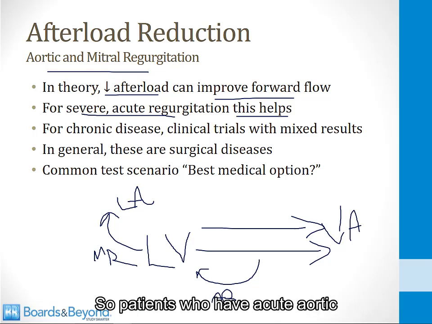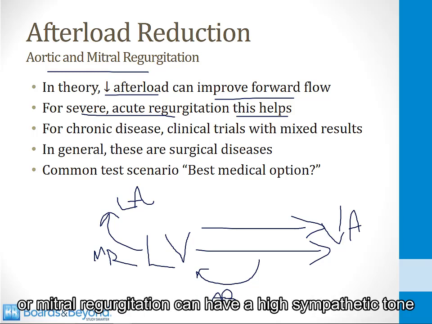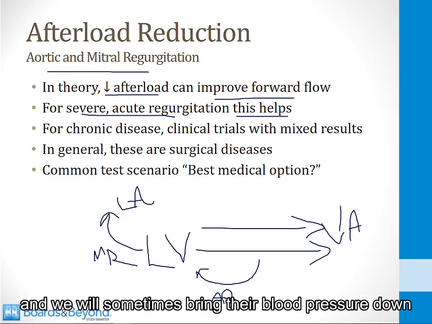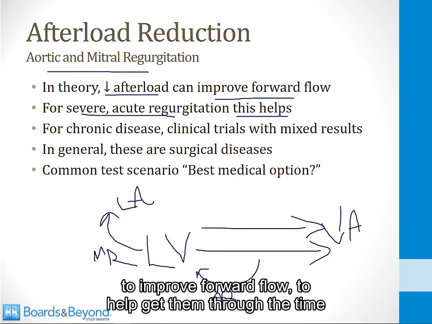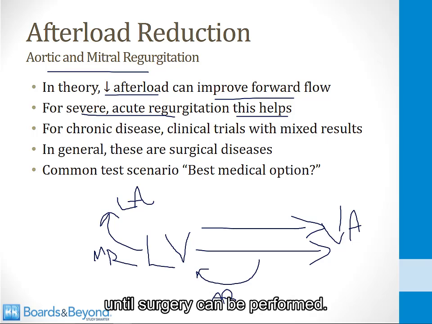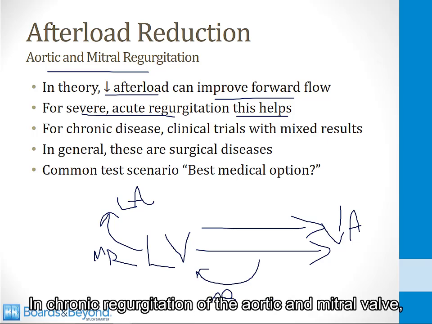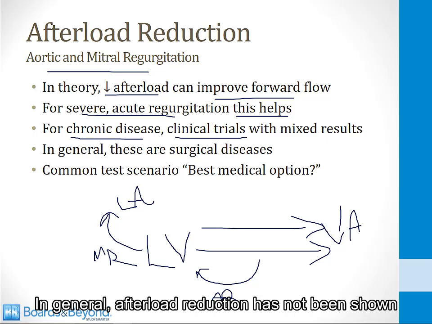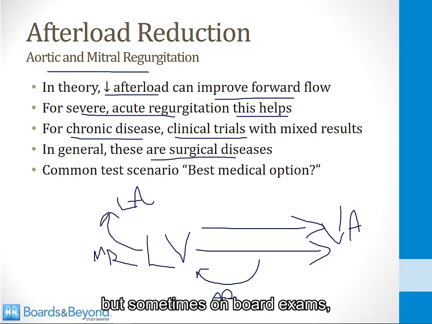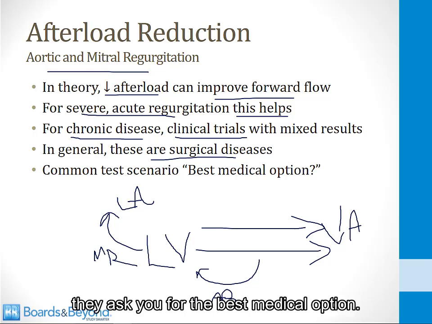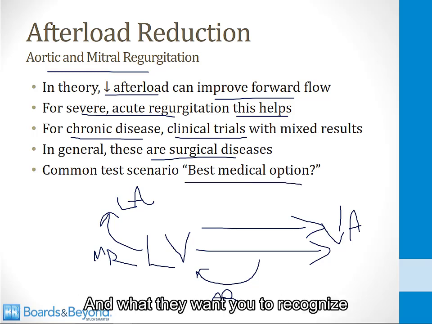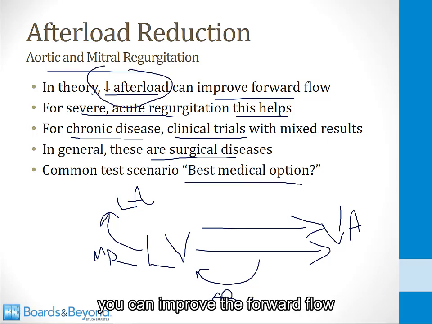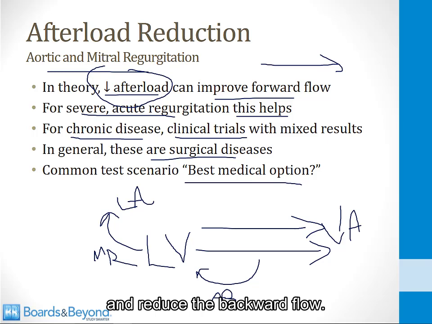In severe acute regurgitation, like what occurs in endocarditis, this sometimes helps until you can get the patient to surgery. So patients who have acute aortic or mitral regurgitation can have a high sympathetic tone, and they can be hypertensive, and we will sometimes bring their blood pressure down to improve forward flow to help get them through the time until surgery can be performed. In chronic regurgitation of the aortic and mitral valve, clinical trials have had mixed and poor results. In general, afterload reduction has not been shown to be helpful, and these are surgical diseases, but sometimes on board exams, they ask you for the best medical option, and what they want you to recognize is that if you can lower the afterload, you can improve the forward flow and reduce the backward flow.